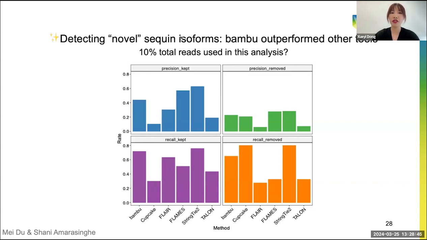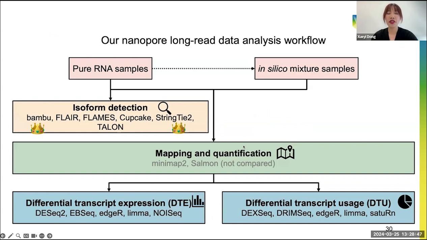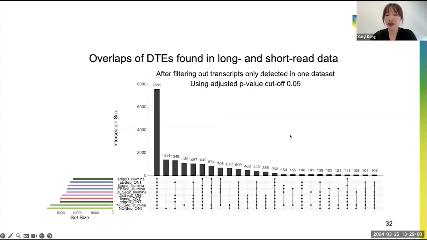So in summary, for the isoform detection tools, we found out that Bambu and StringTie2 are outperforming the other tools. And then we'll look at the performance of the differential transcript expression analysis tools. Firstly, we look at the overlap of the DTEs detected by different tools on the long read and the short read data. And it's pretty good that the highest category comes from the DTEs that are shared by all the methods.